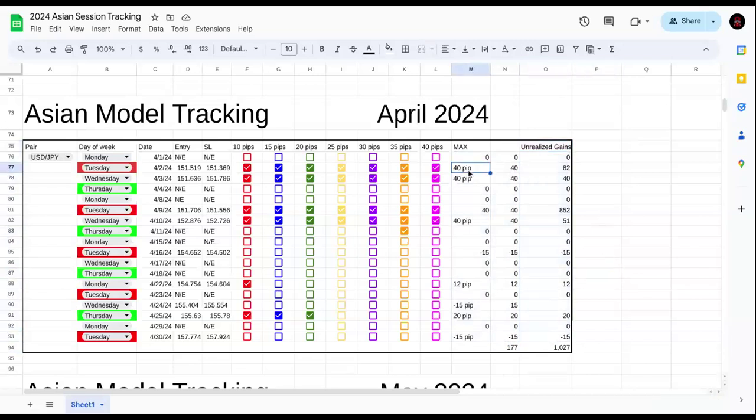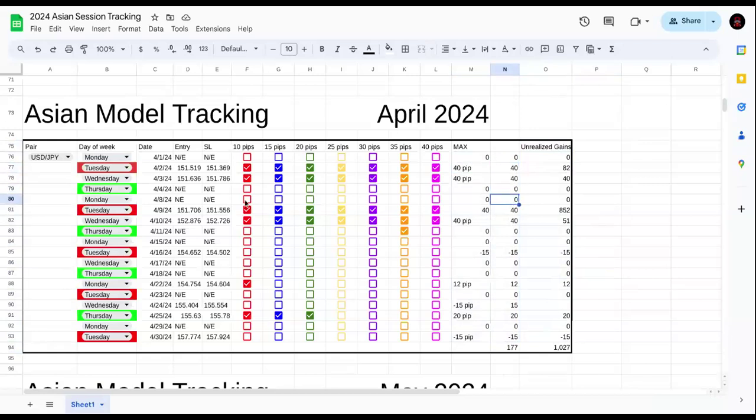But the max, I was being very fair about it, right? The max calculation would be 40, 40. Instead of me putting 82 in this column, I wanted to keep it fair and make it realistic. 40 pips is realistic. Traders be catching 40 pips a day, so I kept it at 40 pips.